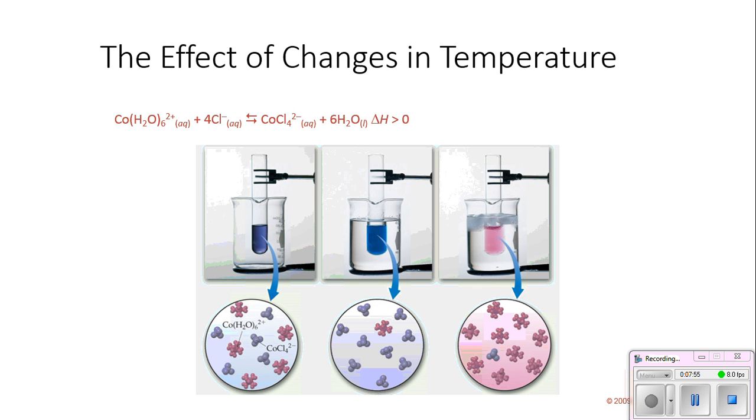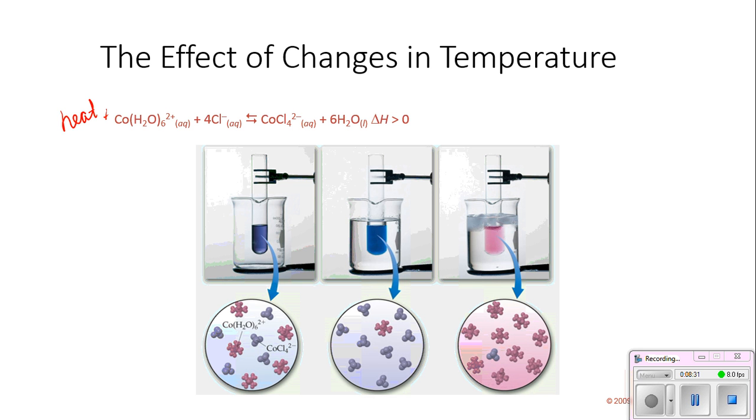A second way is by changing the temperature. Notice that delta H is greater than 0. So what type of reaction is this? This is an endothermic reaction because it has a positive delta H. Could I say that heat is one of my reactants? Yes, I can. For an endothermic reaction, heat needs to be added for the reaction to occur.